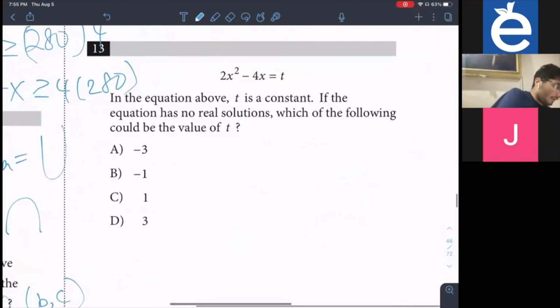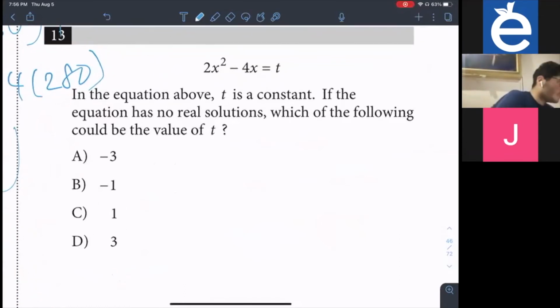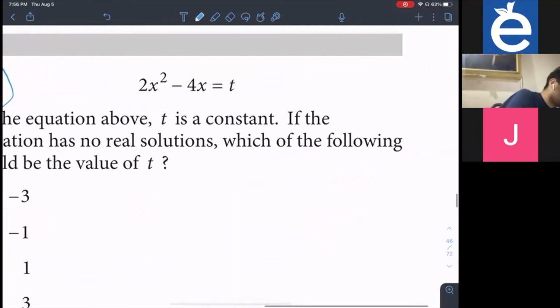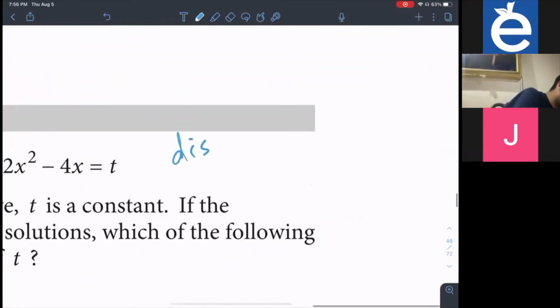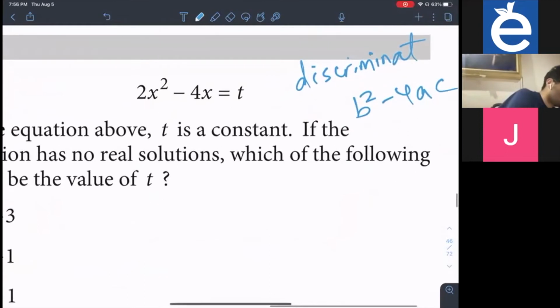Question 13. In the equation above, t is a constant. If the equation has no real solutions, which of the following could be the value of t? So I know there's a trick to solve this type of problem. We have to use something called the discriminant, where the formula is b squared minus 4ac, and I'll explain that in a little bit. Let me just put it into quadratic form.